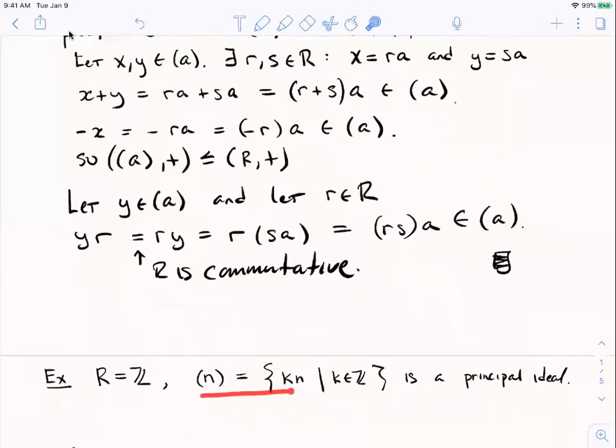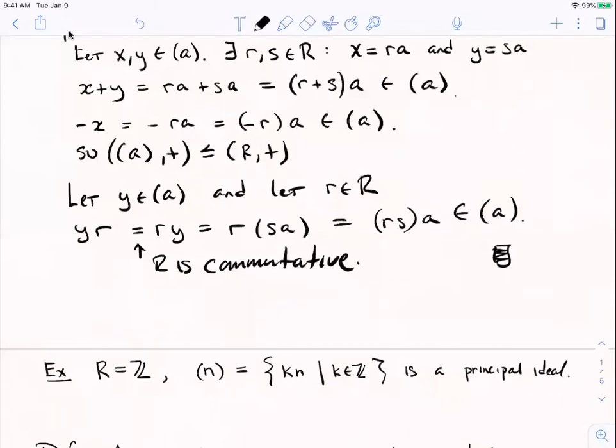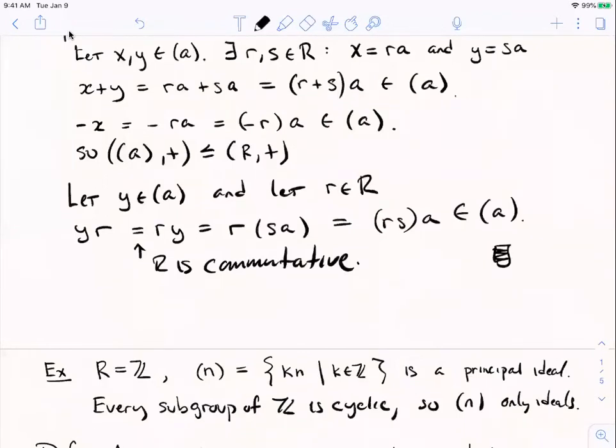So those subgroups that we're used to, the multiples of n, they're all ideals in the integers, and they're all principal ideals. And like we said in class, every subgroup of Z is cyclic. So these things are the only ideals in Z. Sorry, I'm squeezing that in at the bottom on you, but I don't want to reveal the next thing until I say this: every ideal in the ring of integers is a principal ideal.